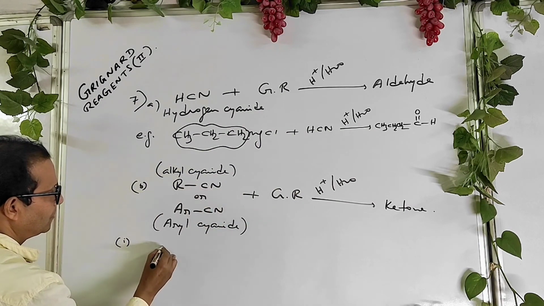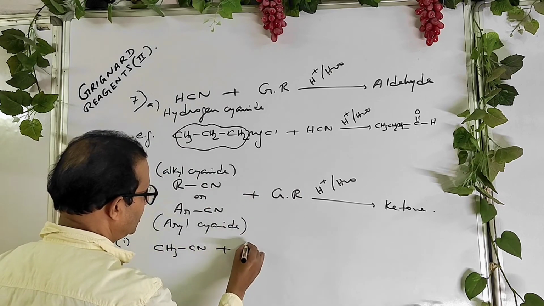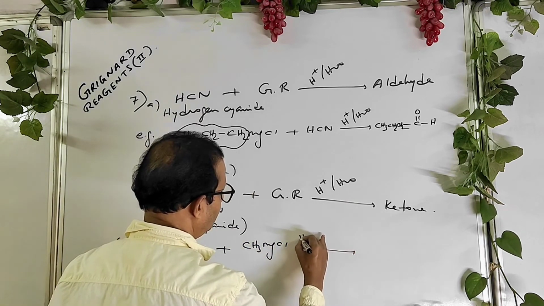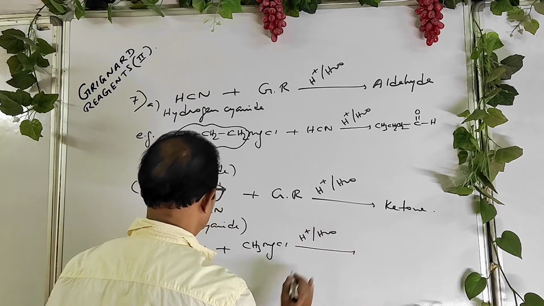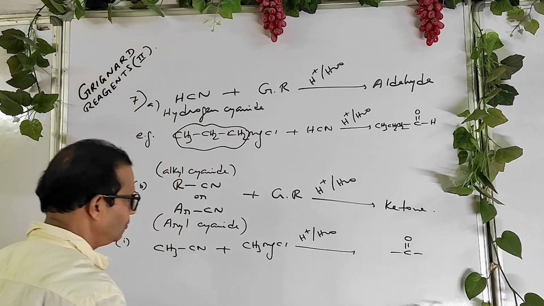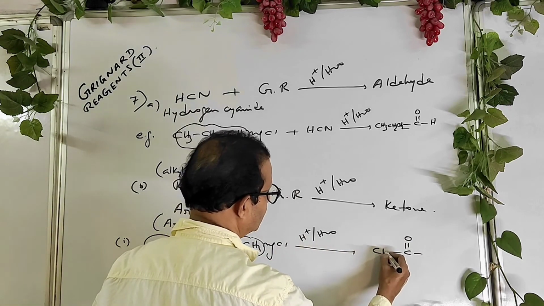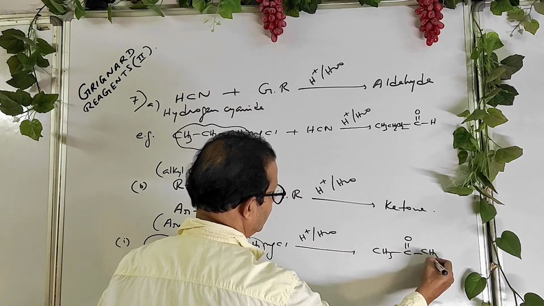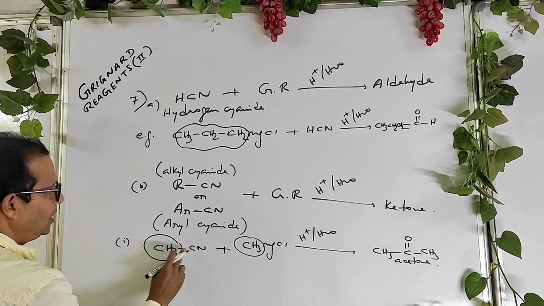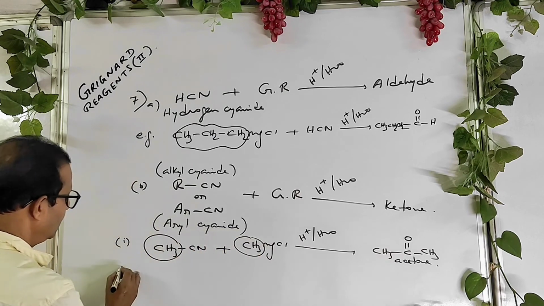If you use, say, methyl cyanide, and this is the Grignard reagent, CH3 MgCl, followed by acid hydrolysis, you know that you get ketone. See the technique. This is the keto group, just add it on both sides of the carbon. So you get acetone here. It is methyl cyanide with methyl magnesium chloride.